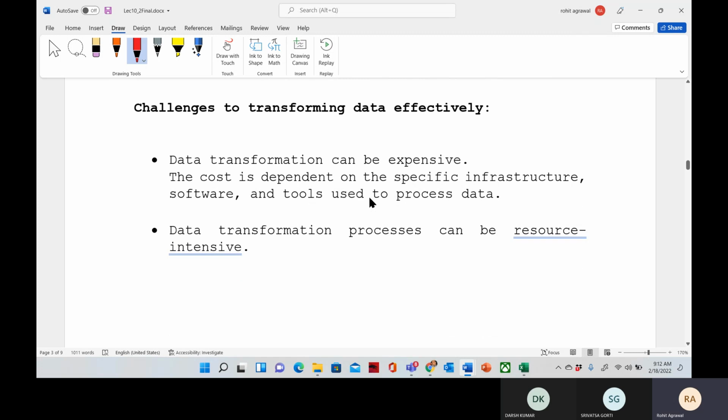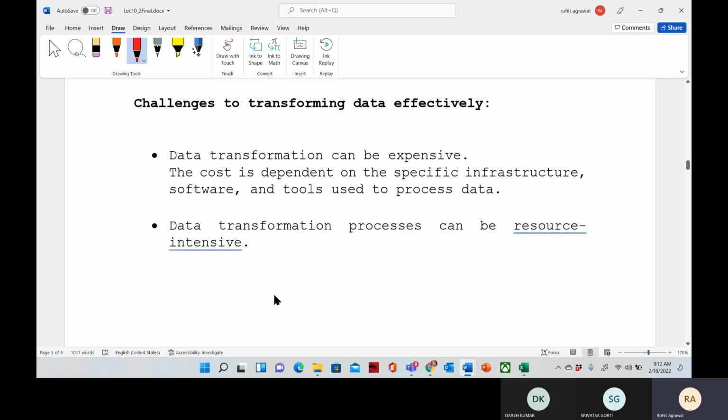Now the challenges. Sometimes if your data is too large, then this transformation can be expensive. You need to spend a lot of time and human resources on data transformation. So you can say this is the challenge here. And again, which transformation is required is again a question. It also depends on the data.